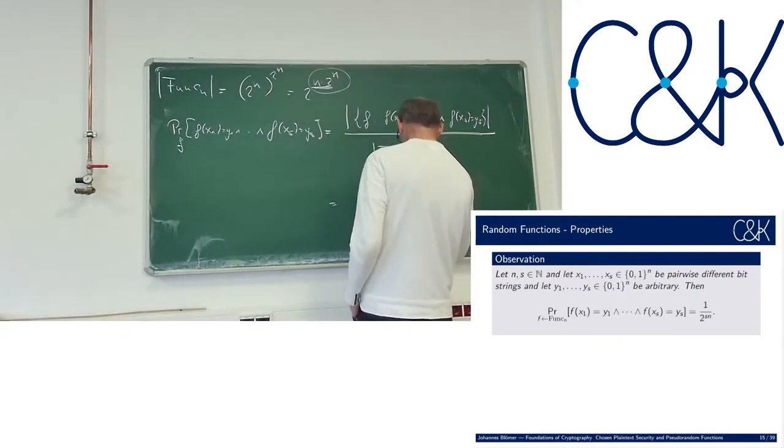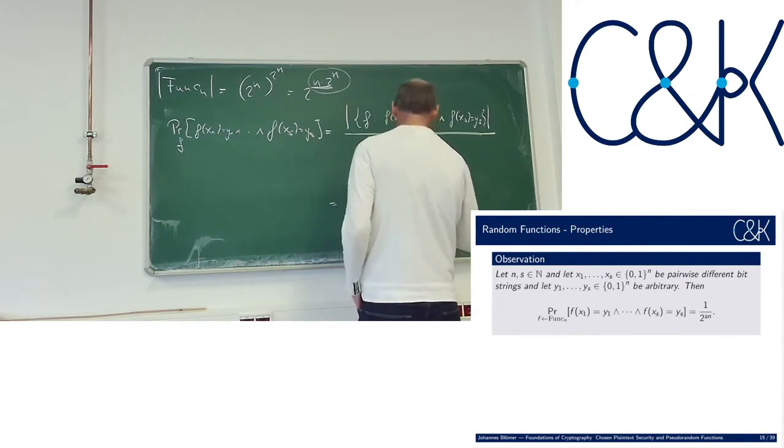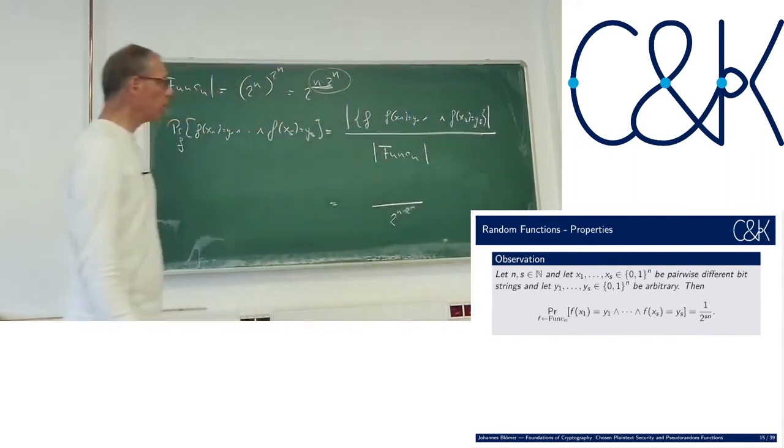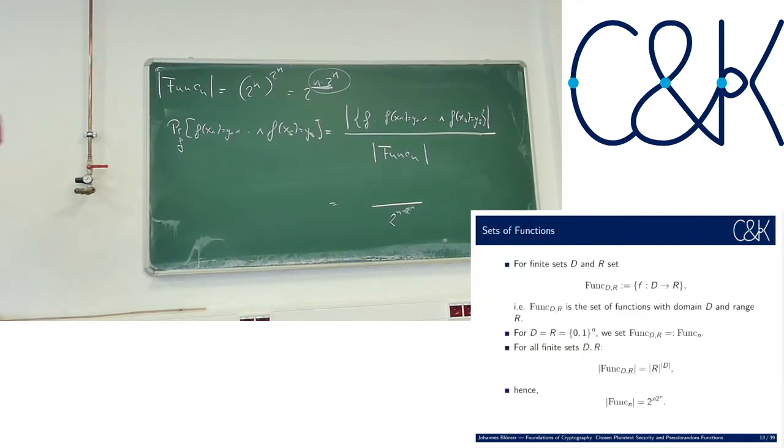Here we know this is 2 to the n times 2 to the n. What is this guy here? How many functions have that? Well, we can now go back to this way here. We fixed the images for S elements. But for the remaining ones, we can do whatever we like and can combine that in any way we like. Okay?